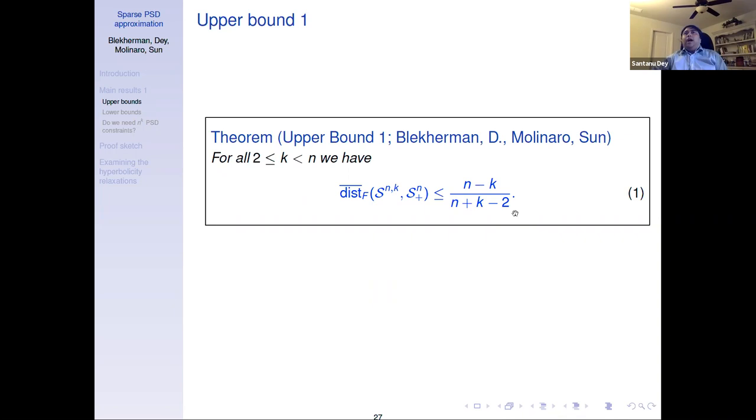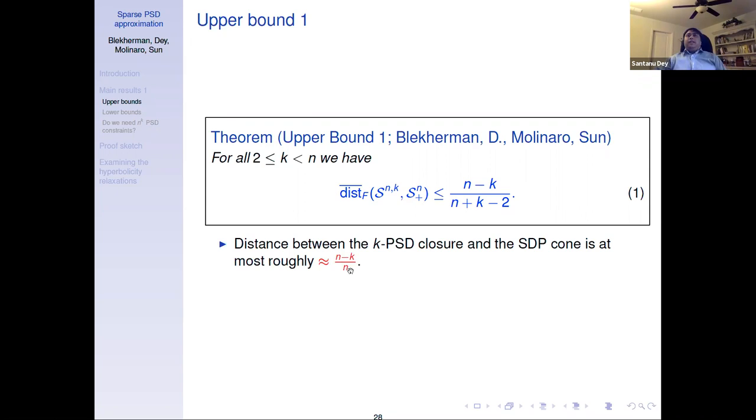This quantity is between 0 and 1. It's a little difficult to parse. So one way to simplify to understand what's going on is to approximate the denominator by n. And so then this distance essentially looks something like n minus k over n. And so this upper bound is saying that, remember, SNK is the same as SN plus when k equals n.